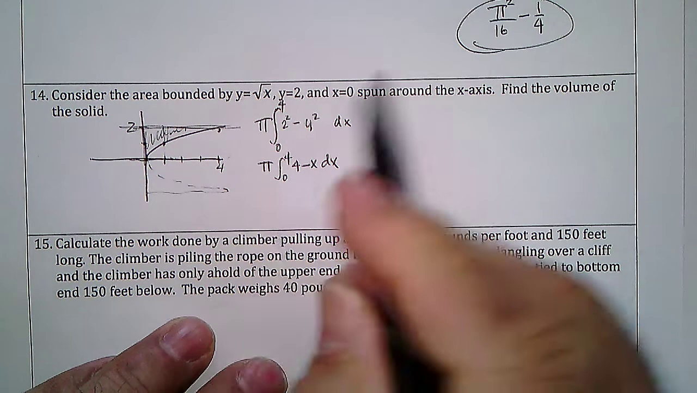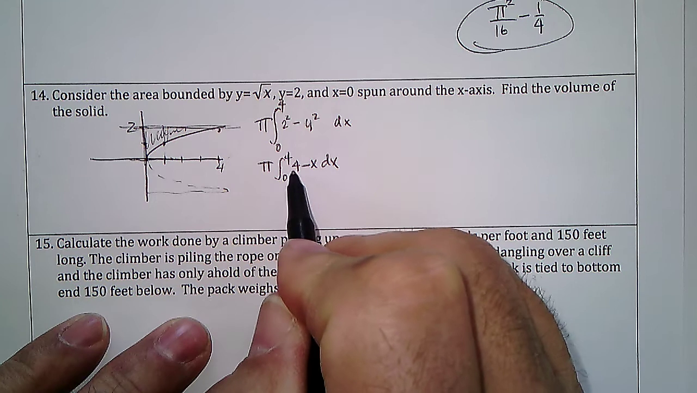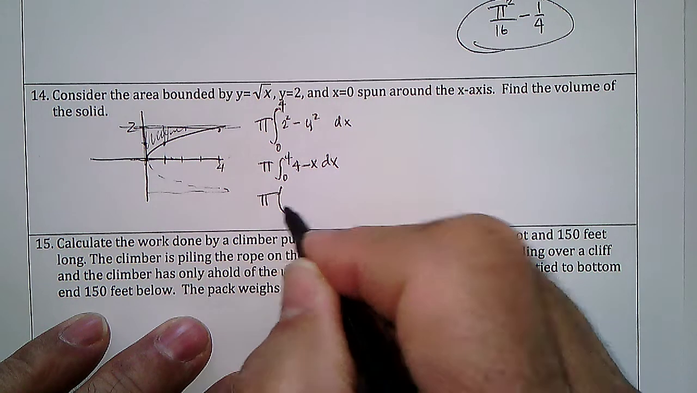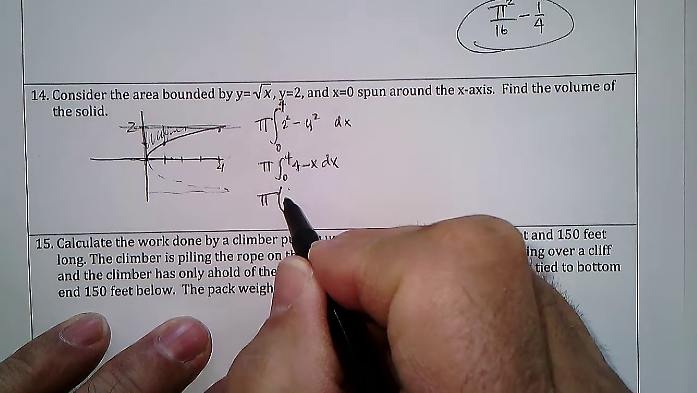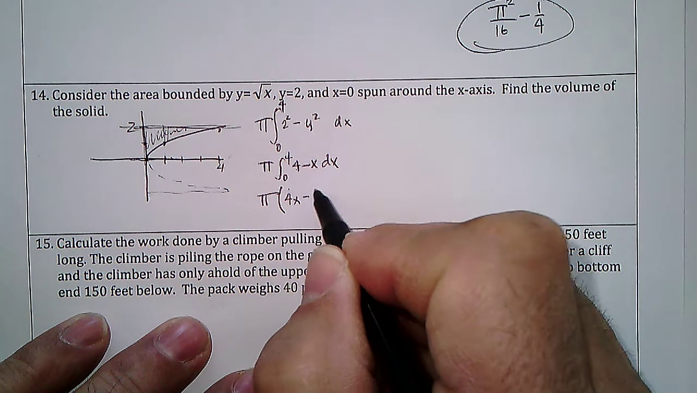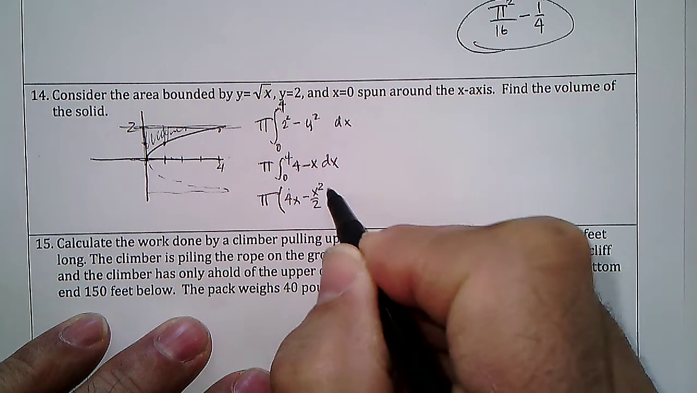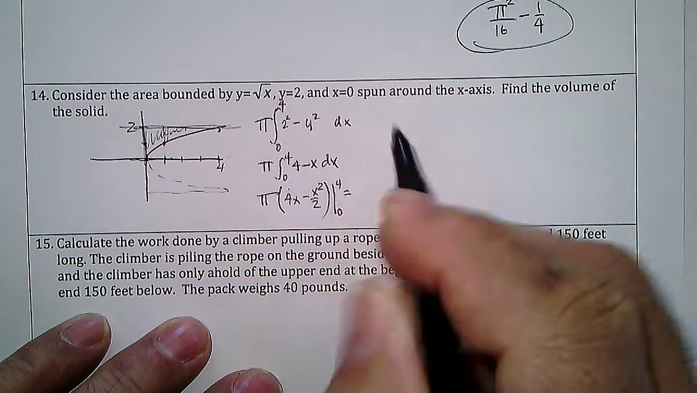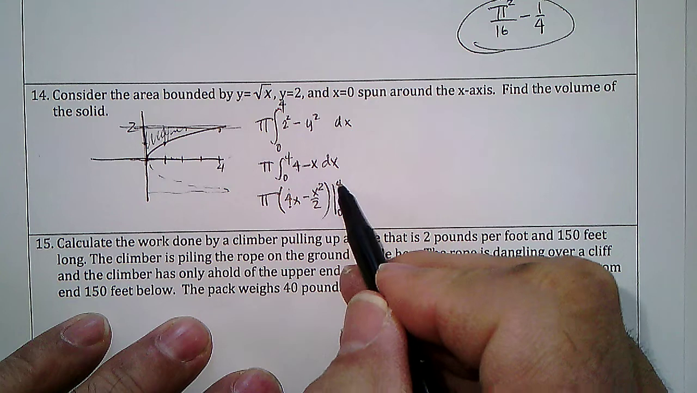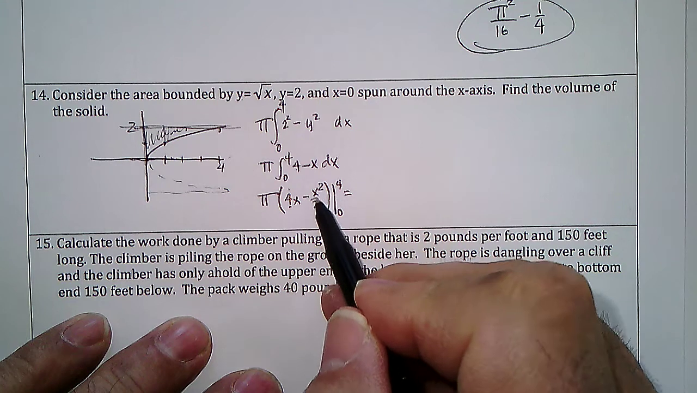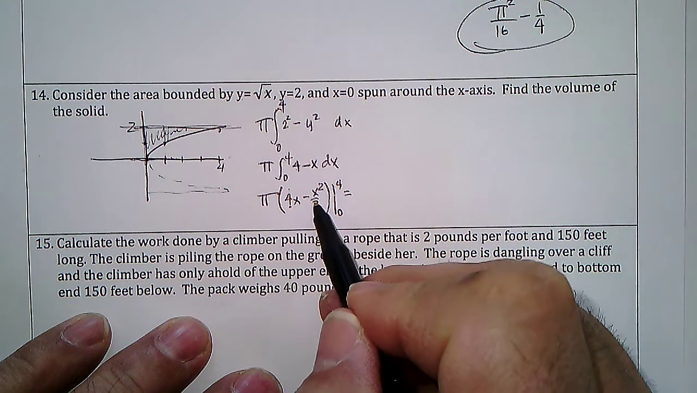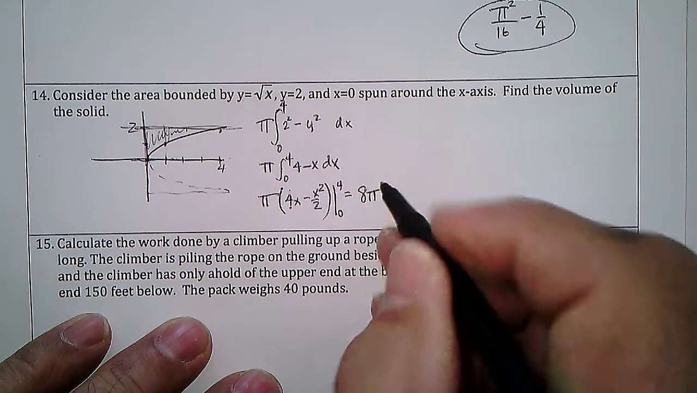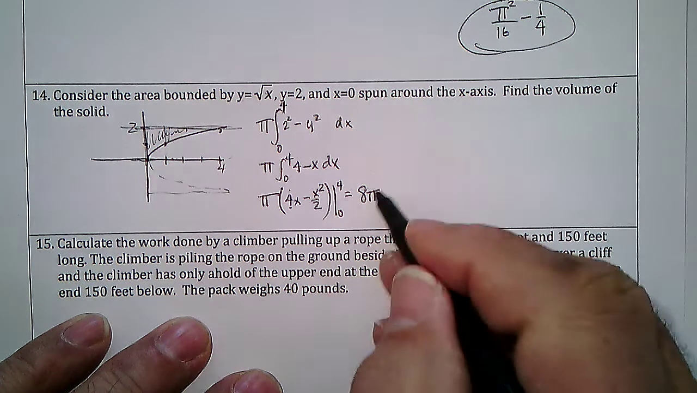So this is going to be actually pretty easy, and this one turns out to be pi times 4x minus x squared over 2, evaluated from 0 to 4. So I got 16 minus 16 over 2, 8. 16 minus 8 is 8 pi. If I put in zeros, I get nothing.